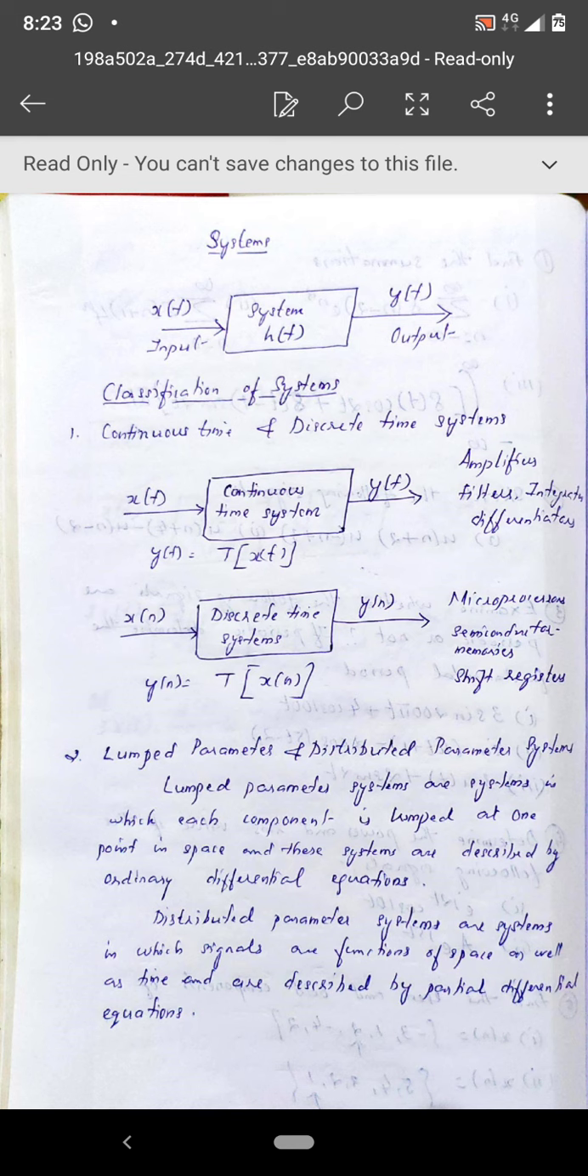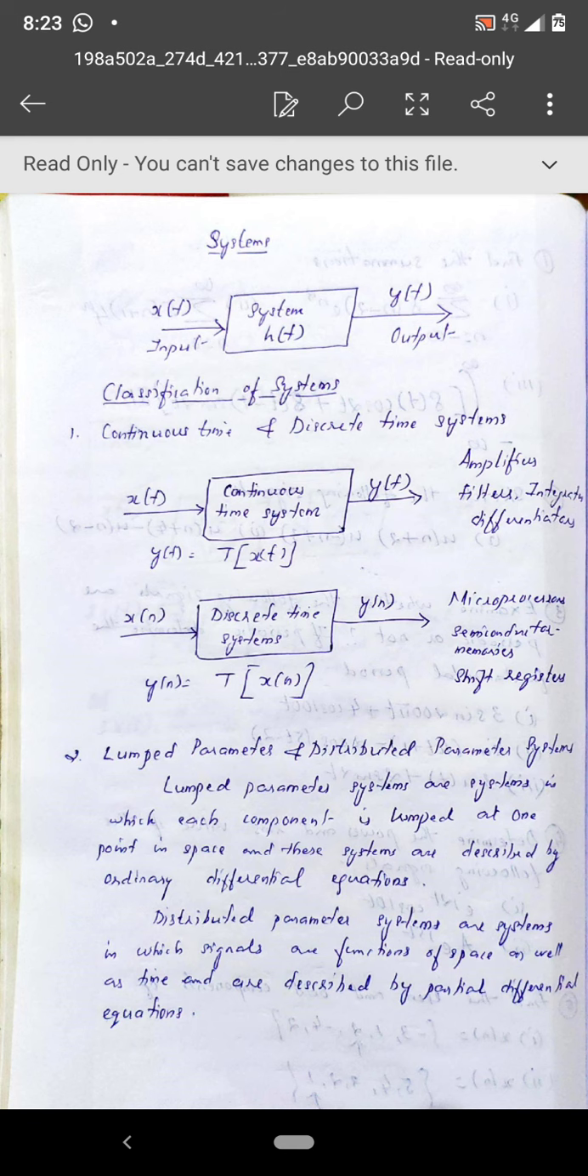So what is a system? As you are seeing now on the screen, a system is a box, or it is an entity which accepts an input, transforms that input into a required signal, that is called the output. So it transforms the input signal, it does some process with the input signal, and gives out another signal which is called the output or the response. Here you can see that it accepts x of t and it transforms x of t into y of t. So y of t is a desirable output signal.